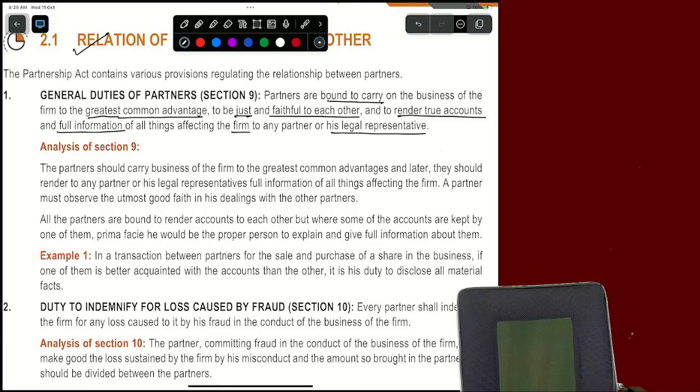I repeat one more time. Listen carefully. If the firm incurs any loss because of a wrong done by a partner, the partner has to compensate the firm. Instead of the word compensate, they will put the word indemnify. That's the next section, section number 10.